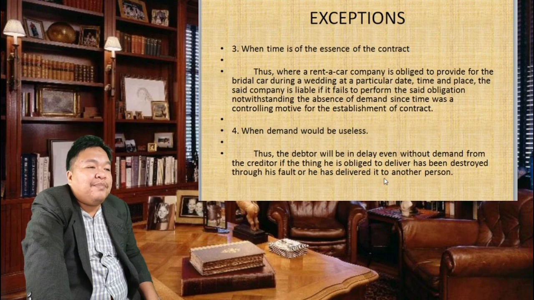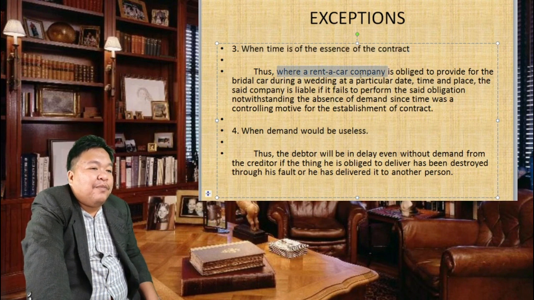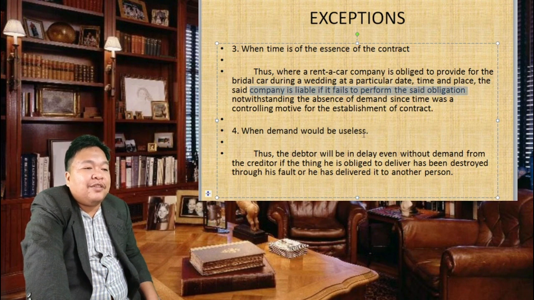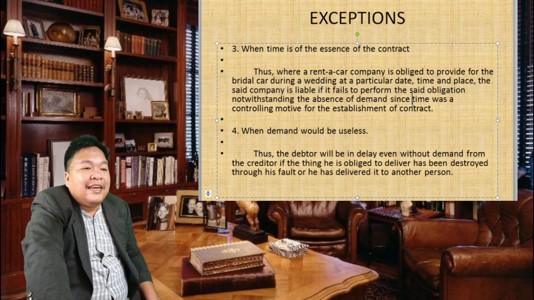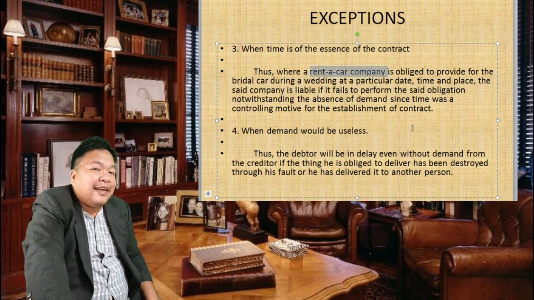Okay? Number 3, when time is of the essence of the contract. Example, where a rent car company is obliged to provide for the bridal car during a wedding at a particular date, time, and place, said company is liable if it fails to perform the said obligation, notwithstanding the absence of demand. Guys, this is common sense. Kaya ka nga kinuha na bridal car is kasi may kasal.